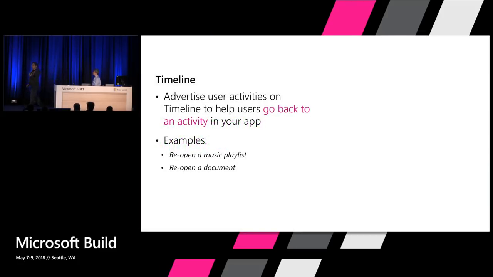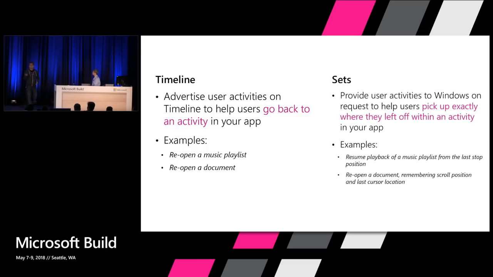So to recap, the goal of Timeline is really to help your customers to re-engage in activities in your app. An example of this would be reopening a document with your app or opening a music playlist with your app. But the goal of sets is a little bit more nuanced than that. The goal of sets is about helping your customers to pick up exactly where they left off within an activity in your app, providing that sort of magical experience of continuity, of being able to very precisely resume an activity so that I can get work done the most efficiently as a user. And that customer experience is only possible with your work in your apps.